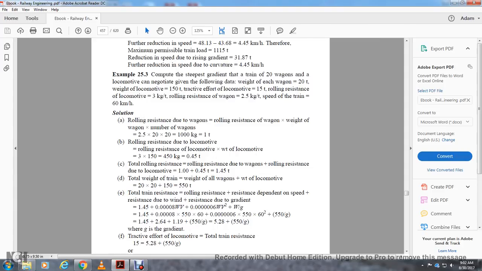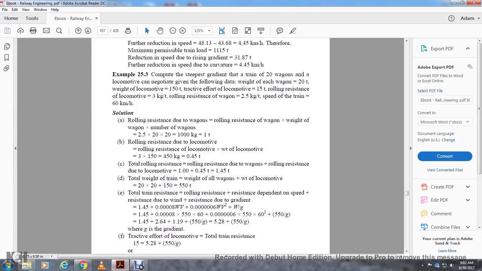Example 25.3. Compute the steepest grade that a train with 20 wagons can negotiate with the locomotive, given the following data. The weight of each wagon is 20 tons and the weight of the locomotive is 150 tons. The rolling resistance of the locomotive is 3 kilograms per ton, the rolling resistance of the wagon is 2.5 kilograms per ton, and the speed of the train is 60 kilometers an hour.